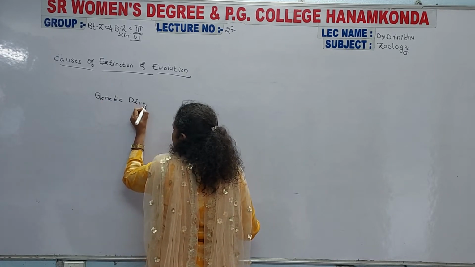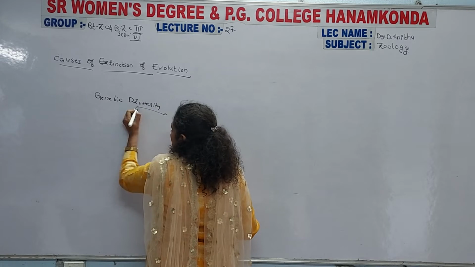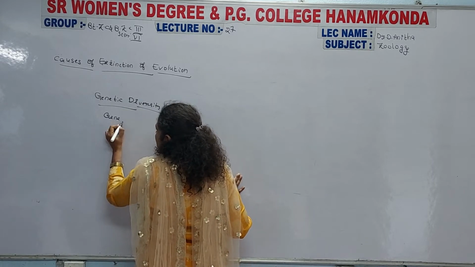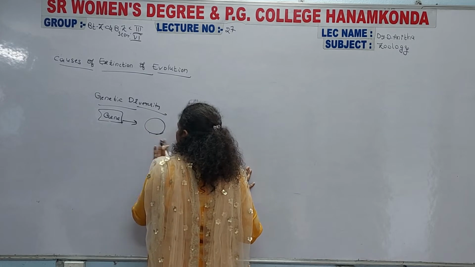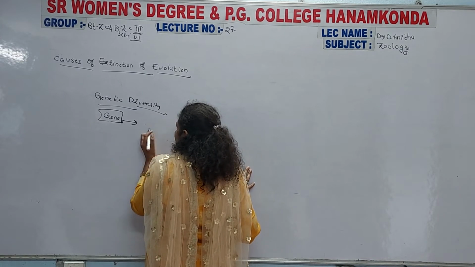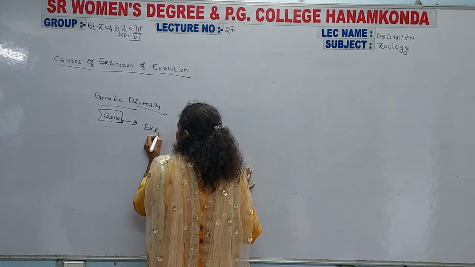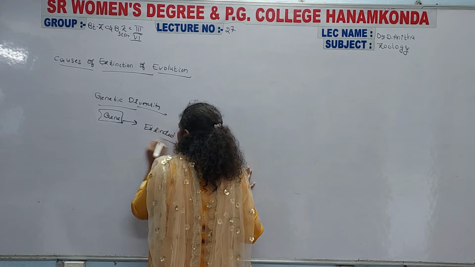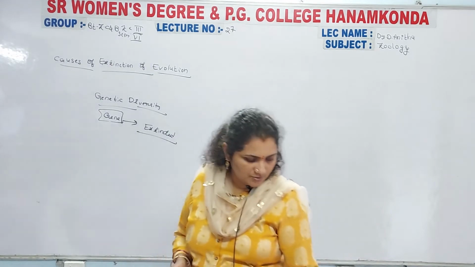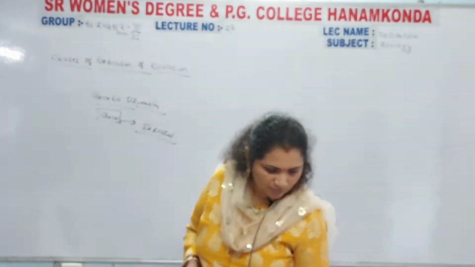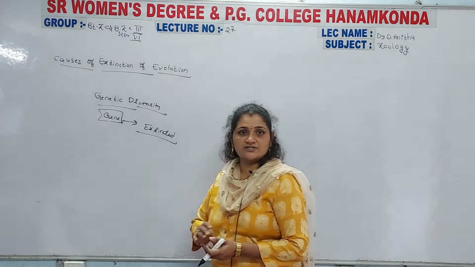Genetic diversity. Those are the structure of genes. If the genes in an organism are completely differentiated, for that reason that particular organism is going to become extinct. So it is one of the reasons for extinction.